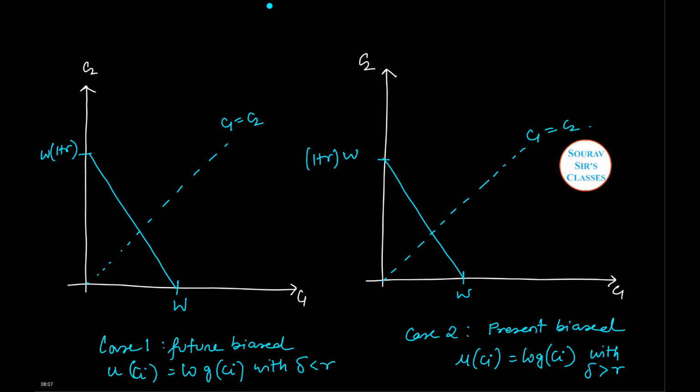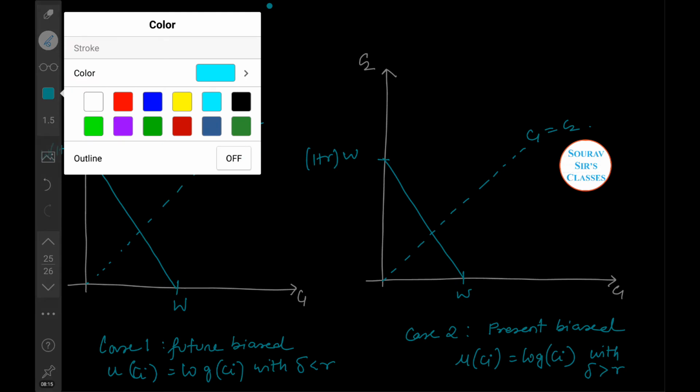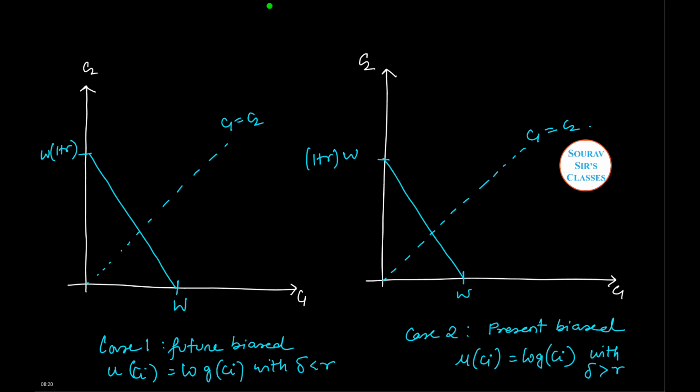So what will be the position of the indifference curve? I'll do it using a different color so it becomes convenient. If you prefer the future, that means the interest rate is higher, and it will be somewhere here, at tangency. And if you prefer the present, then you consume more today, so it will be somewhere here. The tangency means the equilibrium point.